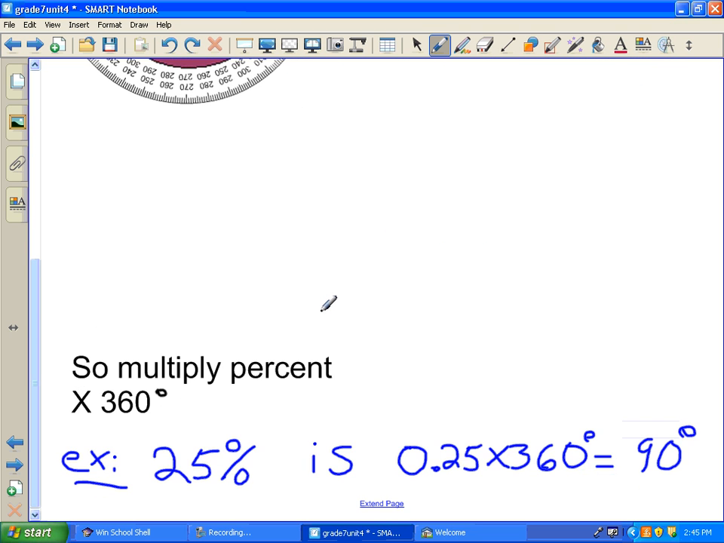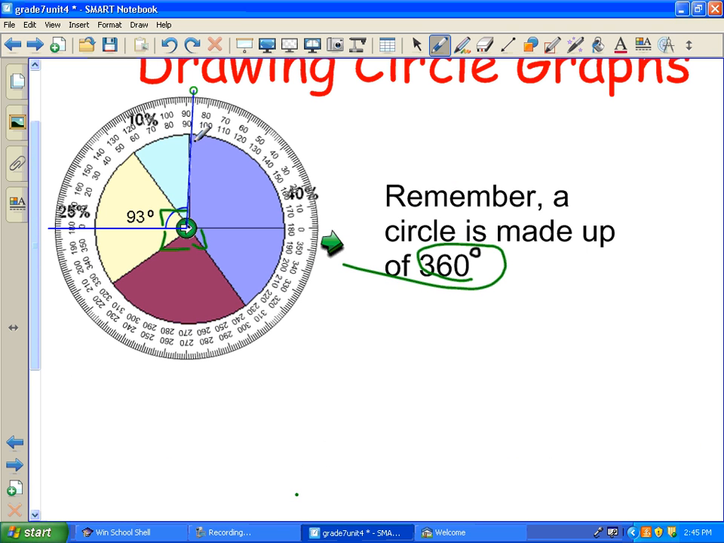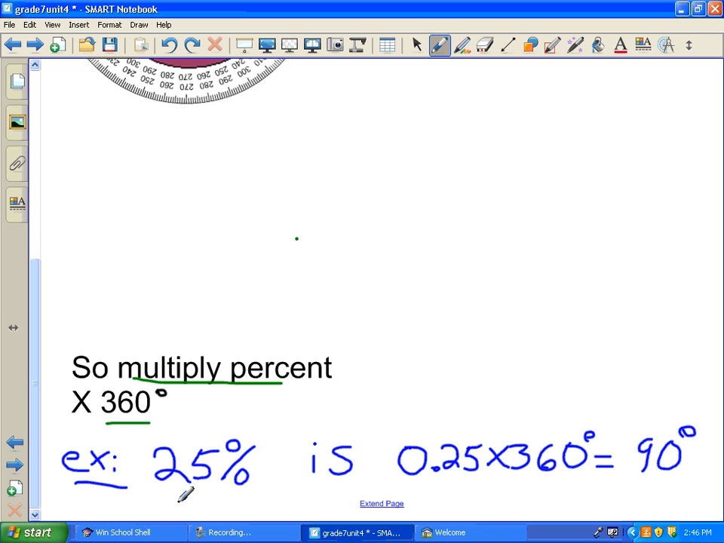When we go down here, if we know the percent, all we've got to do is multiply the percent times 360 degrees. So for example, 25%, if I were to show it, would be this much right here. Okay, this is 1/4 or 25%. We know it's going to be 90. But let's calculate just to make sure. So 25% written as a decimal, times 360, and that will equal 90 degrees.